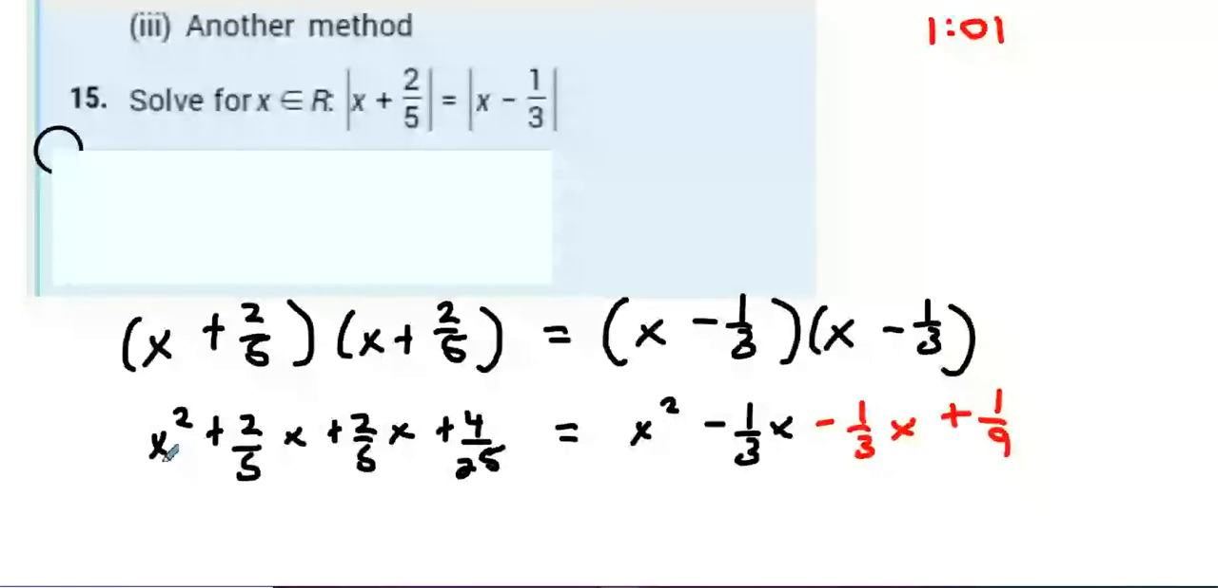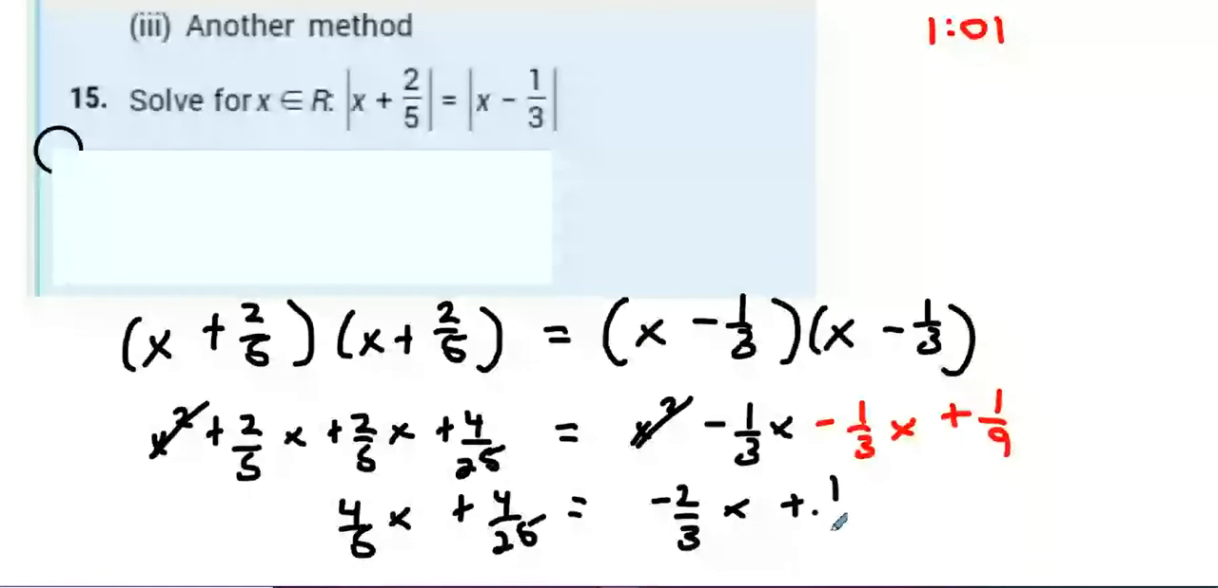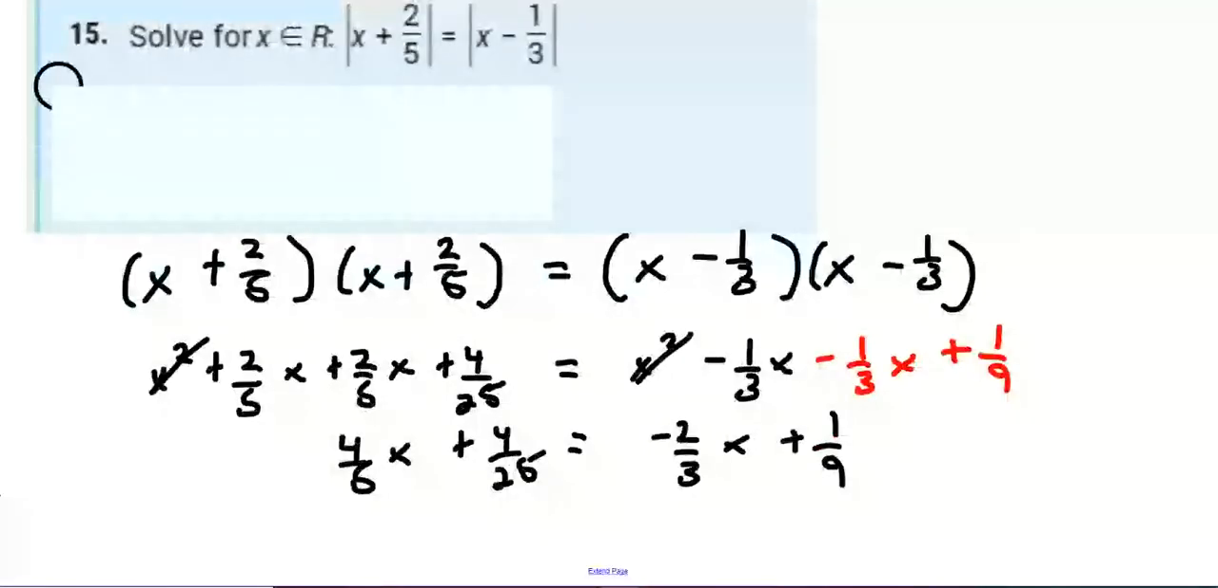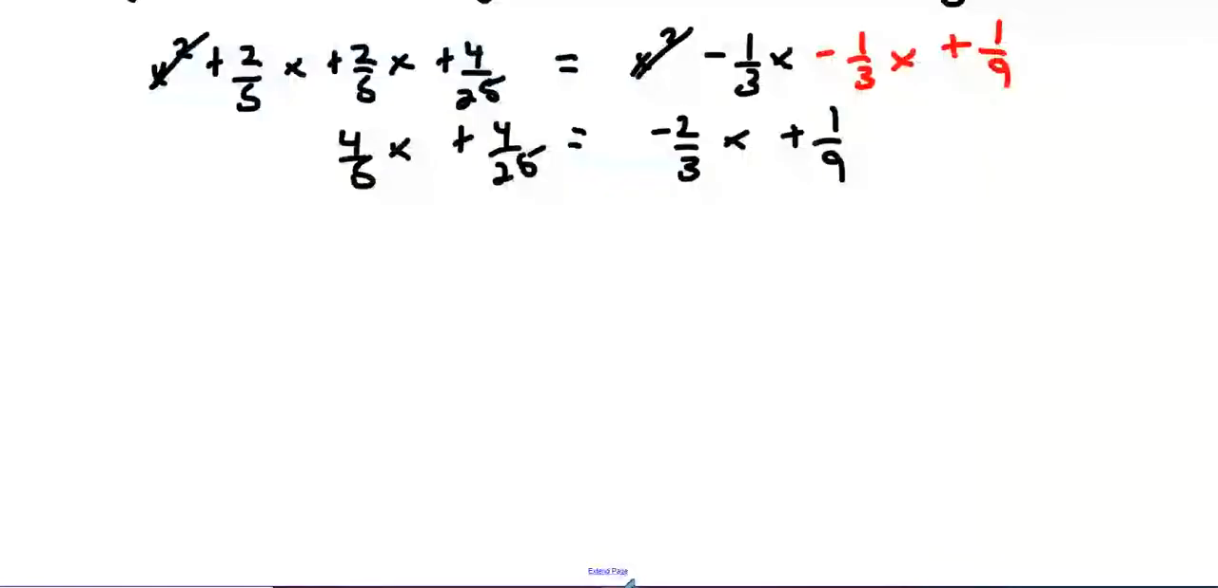Okay, the x squareds cancel on both sides. 4 over 5x plus 4 over 25 equals minus 2 over 3x plus 1 over 9. Common denominator here looks pretty bad actually. So I'm going to be a bit lazier than most here. I'm just going to use a calculator to do all of this for me, essentially.